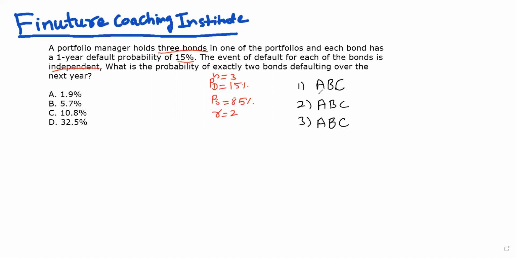In the first case, say A and B default in the next year and C survives. In the second possibility, say B and C bonds get defaulted. In the third possibility, say A and C get defaulted and B survives. So there are these 3 ways in which the given situation can happen. Your 2 bonds can default in these 3 ways.